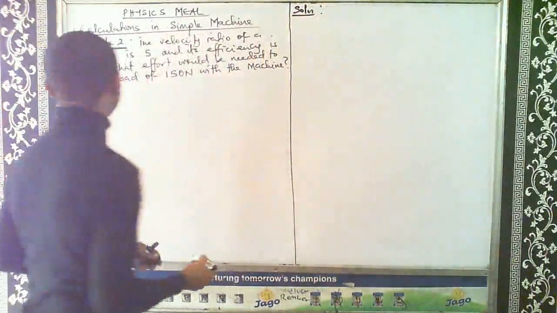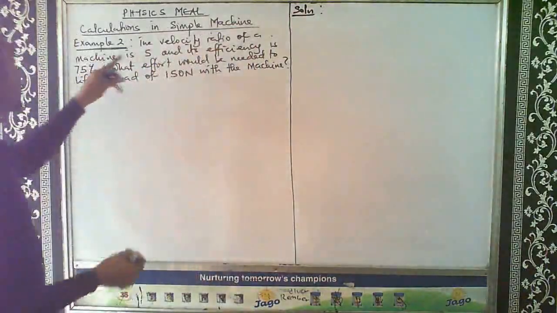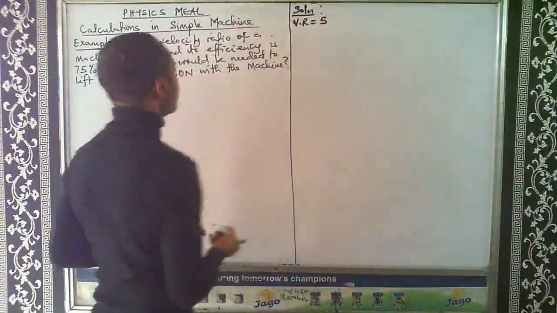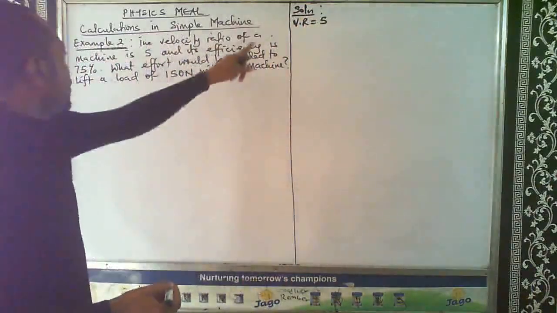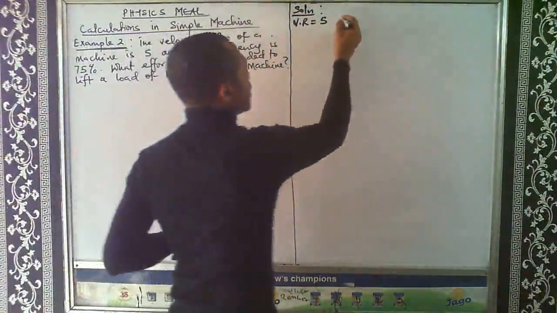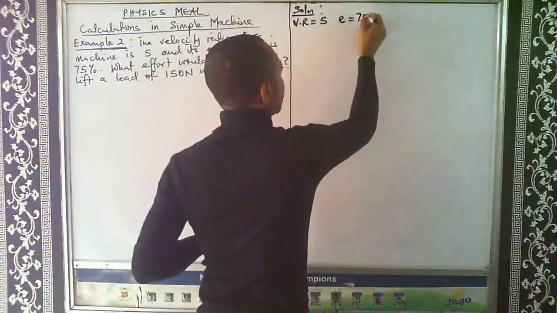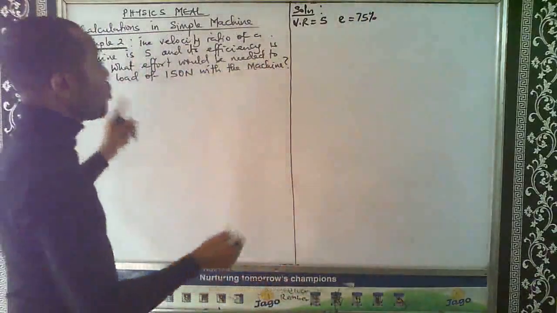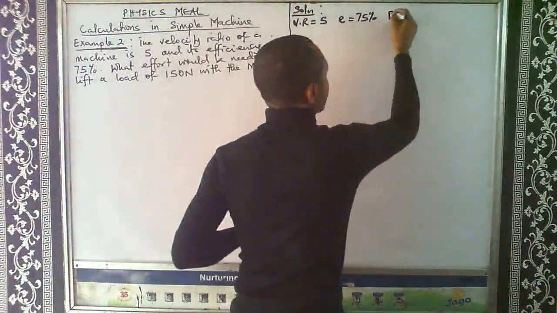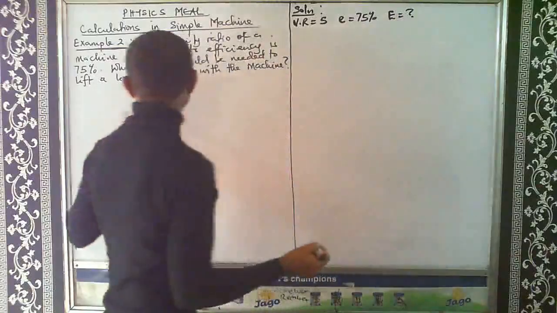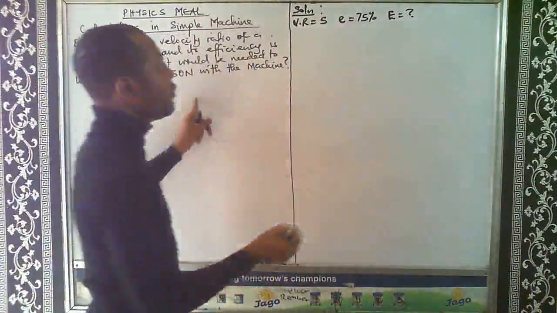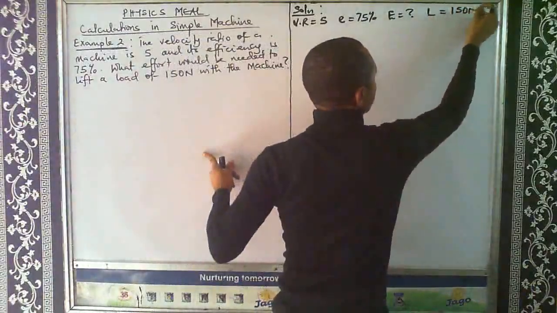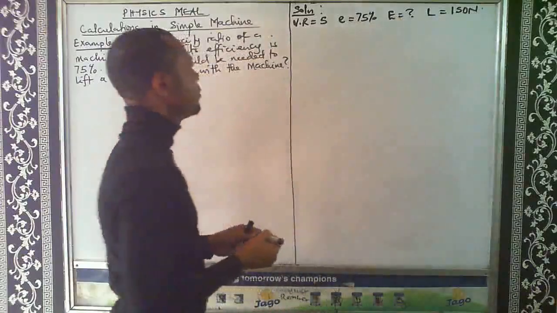Solution to this. The velocity ratio of a machine is 5, so VR is 5. That's the velocity ratio of the machine, and its efficiency is 75%. Now, what effort will be needed? So we are looking for effort, E, to lift a load of 150 Newton. We are looking for this.